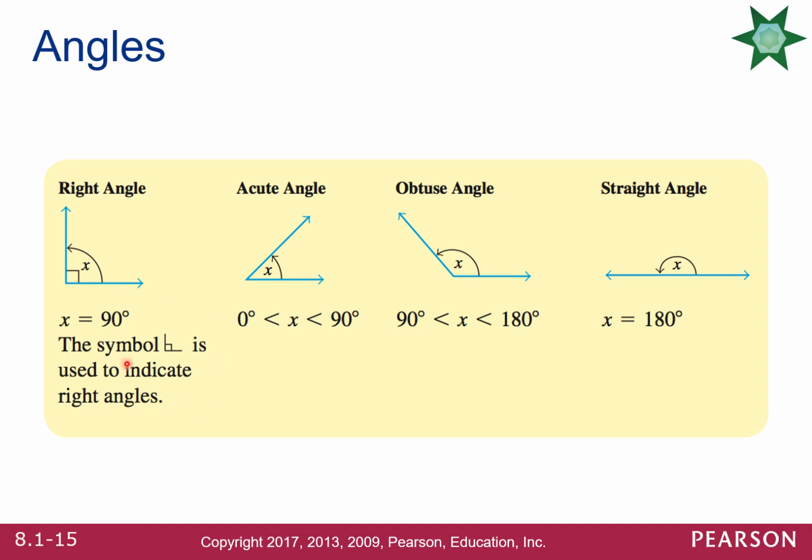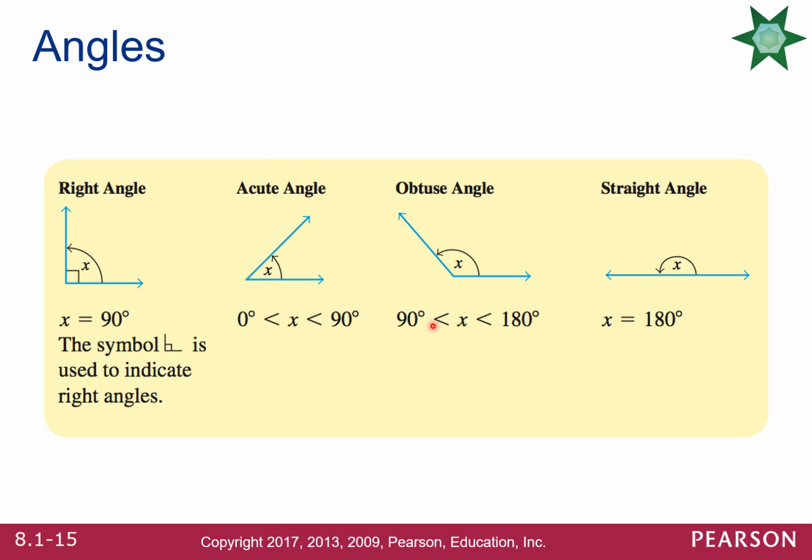All right, and this particular symbol is used to indicate right angles. Then we learned about acute angles. Acute angles are angles that measure less than 90 degrees but greater than 0 degrees. So any angle between 0 and 90. If it's 90 degrees, it becomes a right angle. So anything greater than 0 degrees and less than 90 degrees is an acute angle.